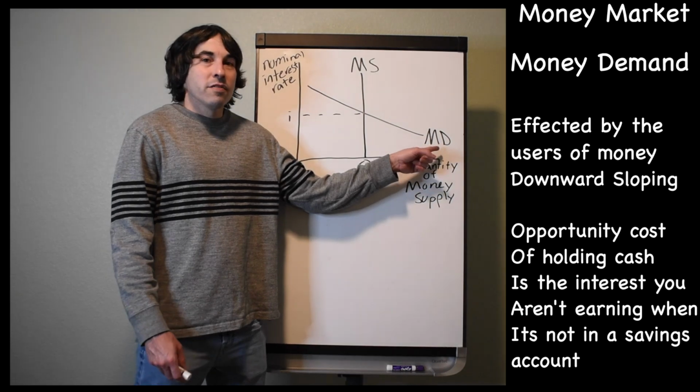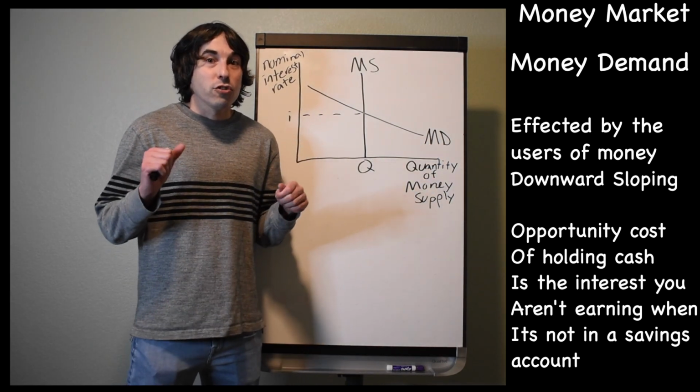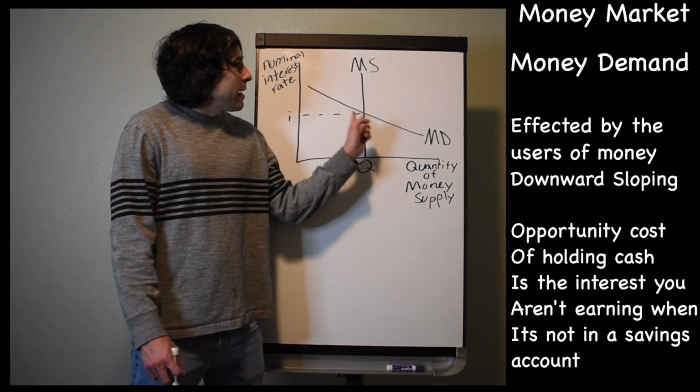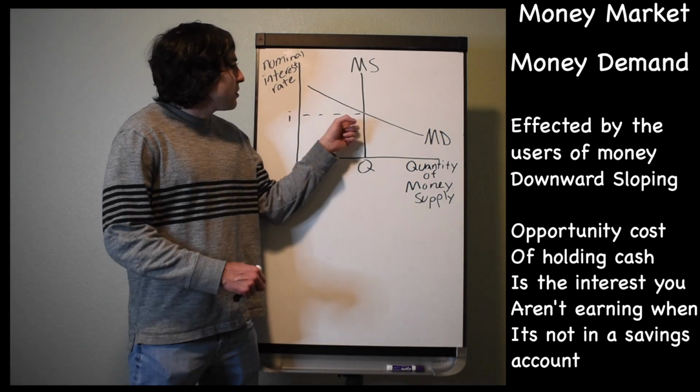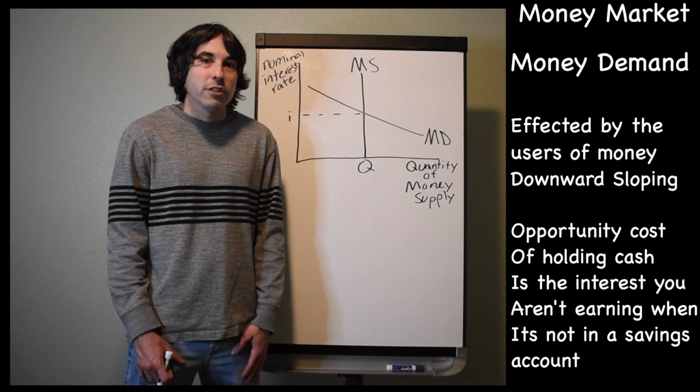The money demand curve is going to be affected by the users of money. So that's going to be people like us, consumers and firms, businesses. And that money demand curve is downward sloping. Because as the interest rate decreases, so too does the opportunity cost of keeping your cash in your pocket.